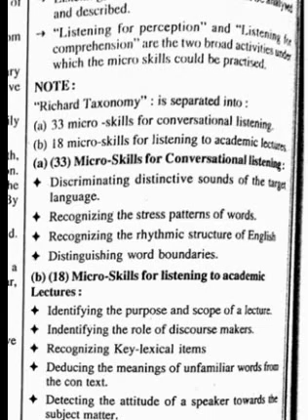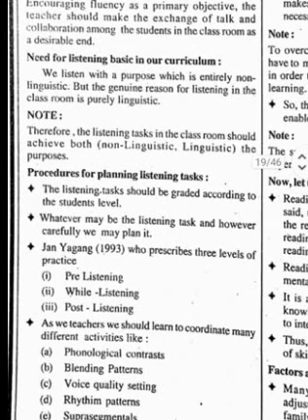Richards' taxonomy is separated into 33 micro skills for conversational listening and 18 micro skills for listening to academic lectures. Procedures for planning listening tasks. The listening task should be graded according to the student's level.